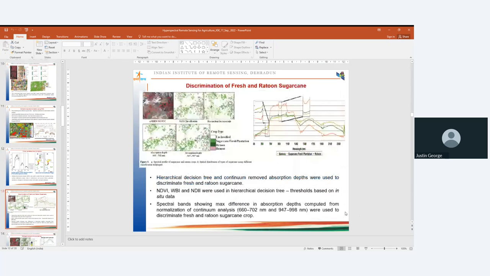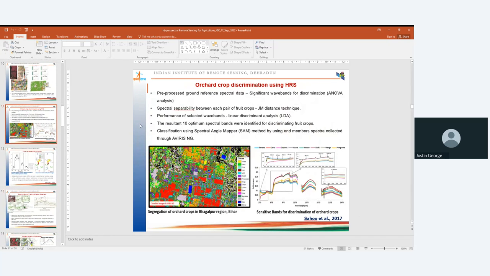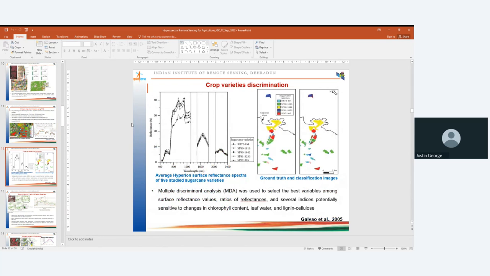So till now we have discussed discriminating between two different types of crops. And certain people have tried to distinguish between different varieties of the same crop. People have attempted this with the sugarcane crop. The attempt was made to distinguish between five different sugarcane varieties. These are the details of the varieties, and these were the surface reflectance spectra collected from the Hyperion hyperspectral data of 30 meter resolution. You can see there are variations between the five different varieties.